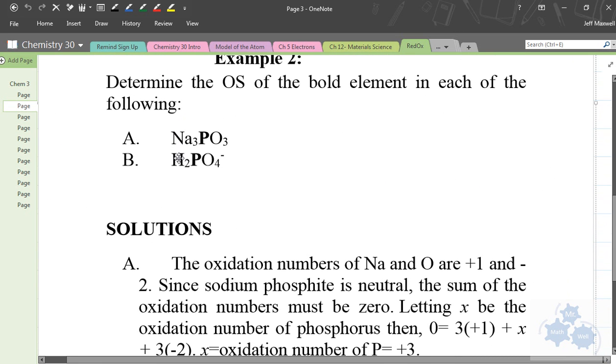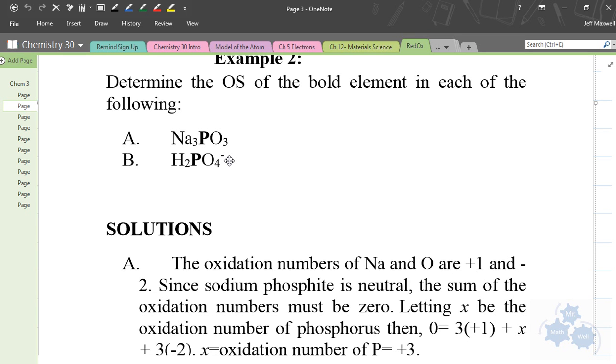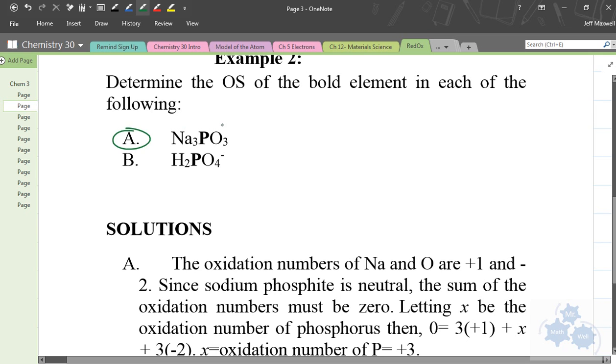Okay, example 2, determine the oxidation state of the bold element in each of the following. So sometimes we can't just look at the periodic table and guess what the charge would be because it's a little more complicated than that. What we have to do in this case, so for letter A, we have to look at phosphorus and find out what charge that is.